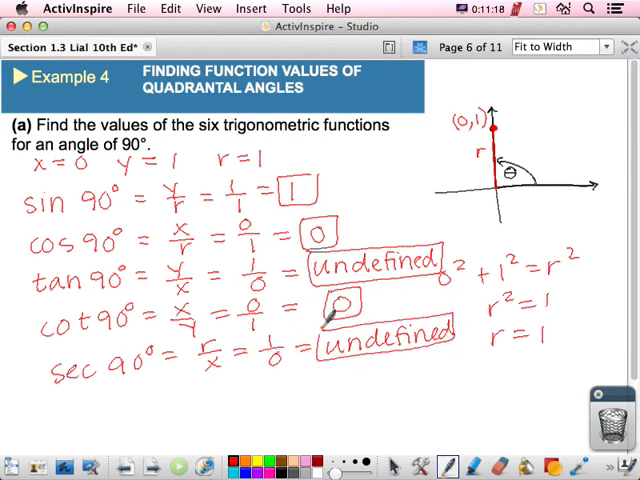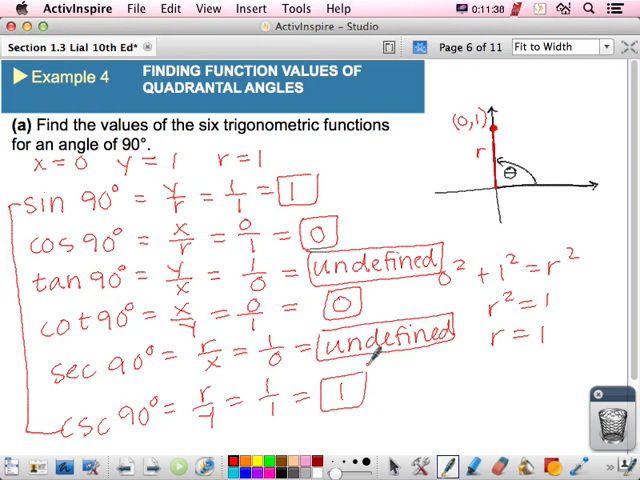Perfect. And cosecant of 90 is r over y. Remember, if you get confused, it's the reciprocal of sine. So we know sine is y over r. This is r over y. And in this case it is 1 over 1, which equals 1. And those are the 6 trig functions for a 90-degree angle.